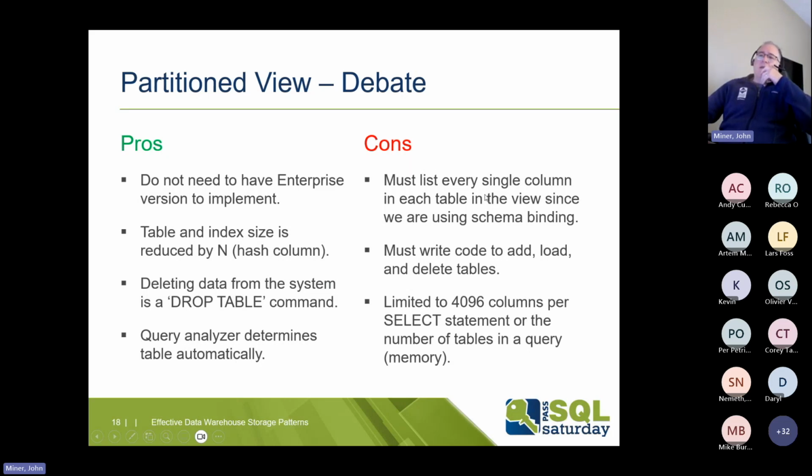Cons, right? We have to list out to do a union all every single column in each table in the view since we're using schema binding, okay? Also, we need to write code to add, load, and delete tables. Not a big deal. There's a limit to 4,096 columns per select statement, okay, or the number of tables in a query memory. Okay, so there is some limitations, okay?